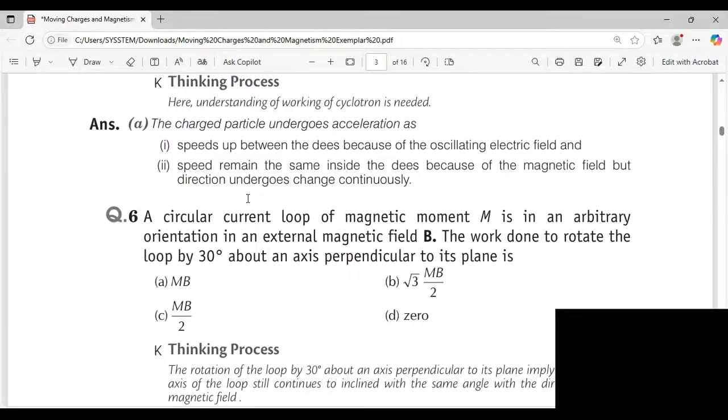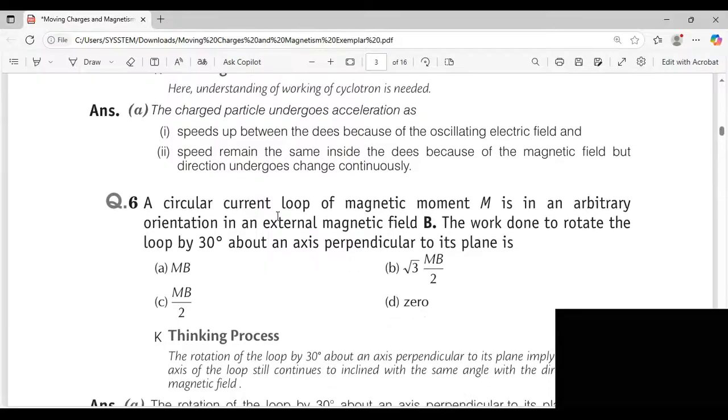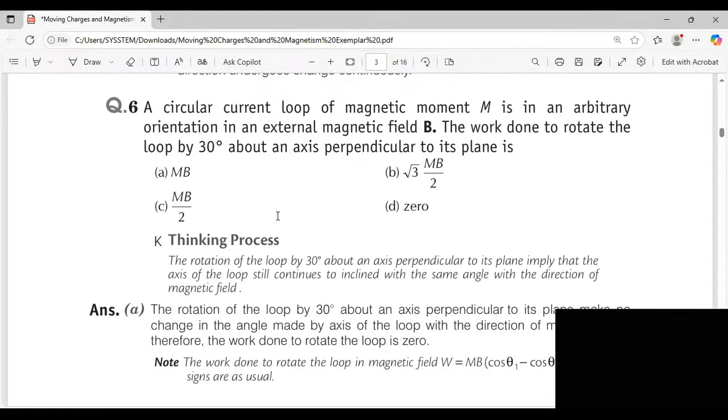Let's see question number 6. A circular current loop of magnetic moment M is in an arbitrary orientation in an external magnetic field B. The work done to rotate the loop by 30 degrees about the axis perpendicular to its plane. This is a multiple choice question, and the answer of this question is MB.